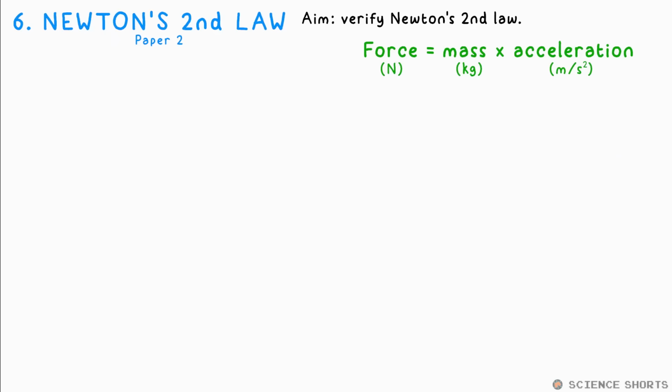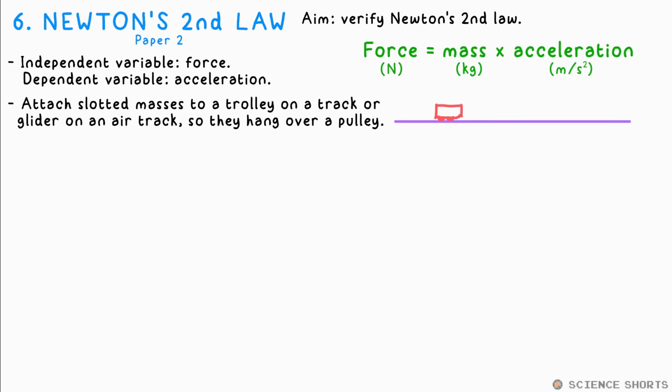Physics 6. Newton's second law. We want to verify Newton's second law, F equals ma, force equals mass times acceleration. We do this by attaching slotted masses to a trolley on a track or the slider on an air track with the string going over a pulley. We let the masses fall, which accelerates the trolley.